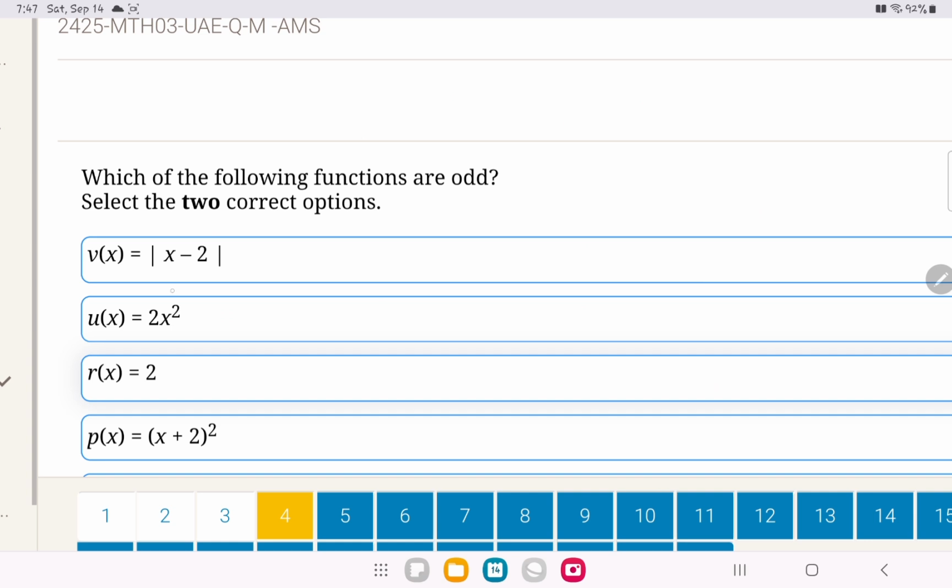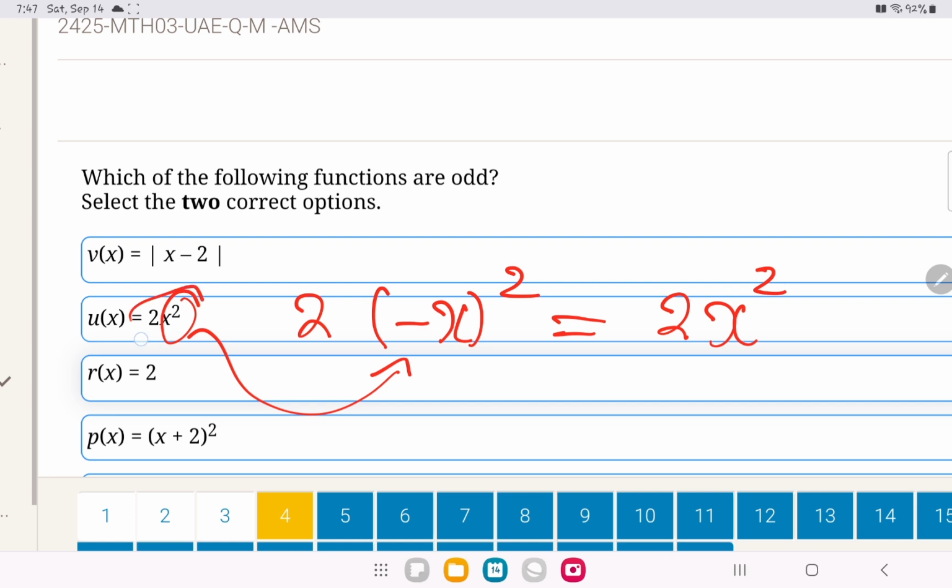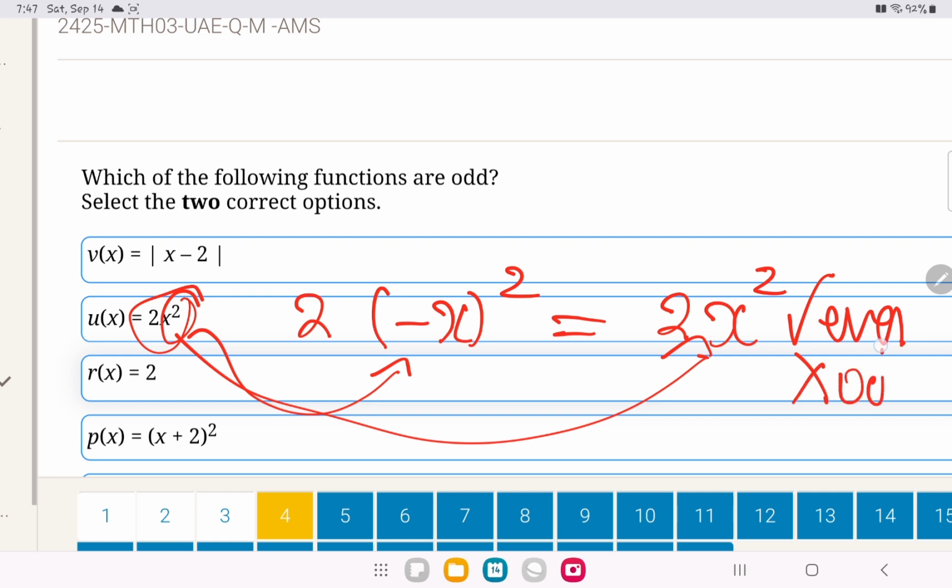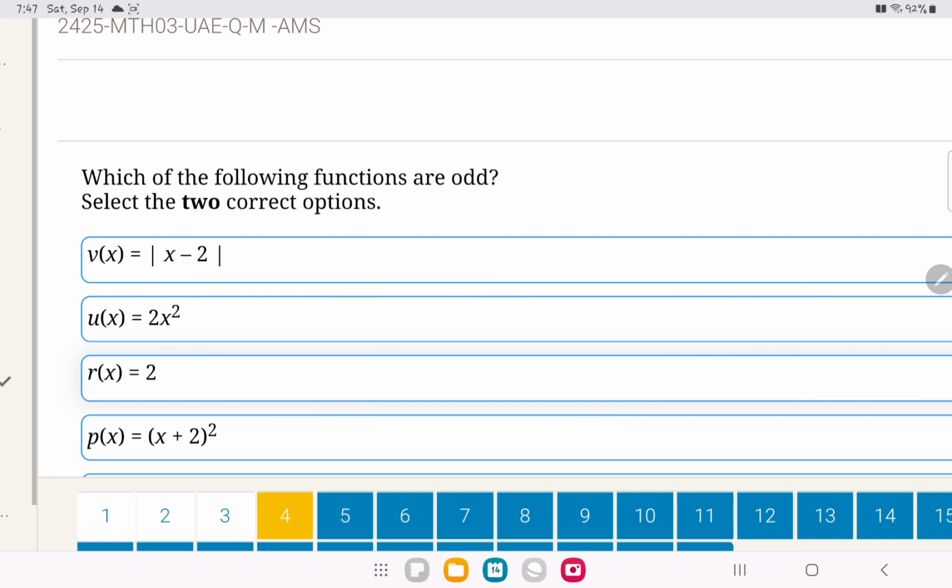Second one, we have 2x to the power of 2. Let's replace the x by minus x. So 2 times minus x to the power of 2 will give us 2x to the power of 2. So this is equal to this. That means it is even but not odd. So us, we only need odd functions, so we will leave this one.